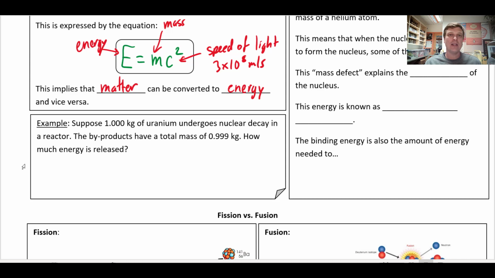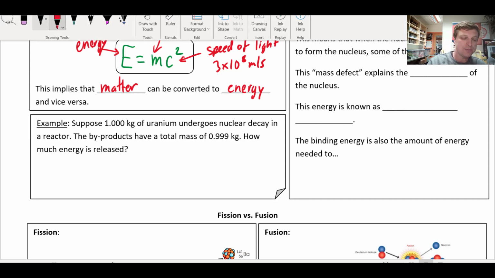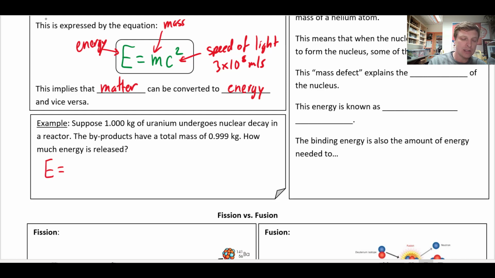When it comes out the other side, the byproducts, when that has all gone through a whole bunch of decay processes, you're only left with 0.999 kilograms. Now, that's almost all of it, but there's something missing. And what's missing has been turned into pure energy. So you could calculate this and say that the energy released is equal to mc squared. Now, the mass is 0.001 of a kilogram. It's just 1 gram. But we're going to multiply that by 3 times 10 to the 8, and then we're going to square it.